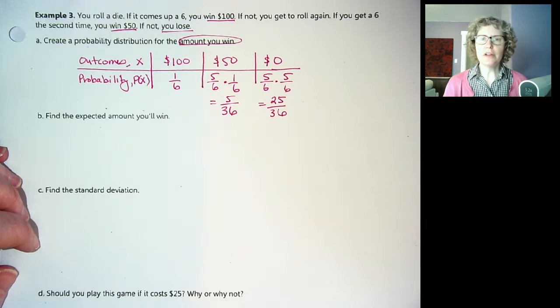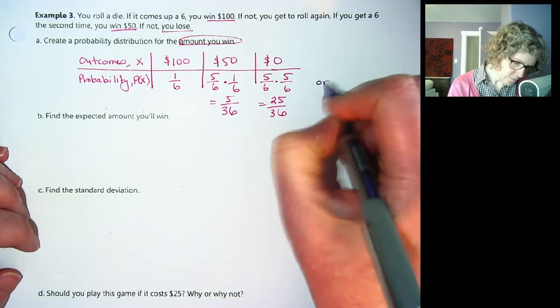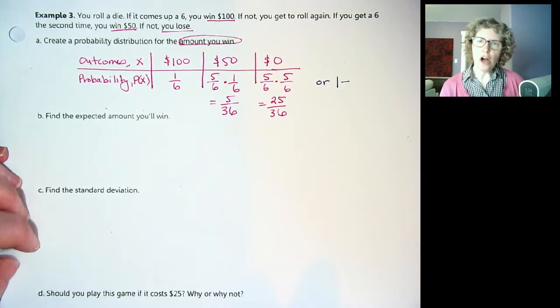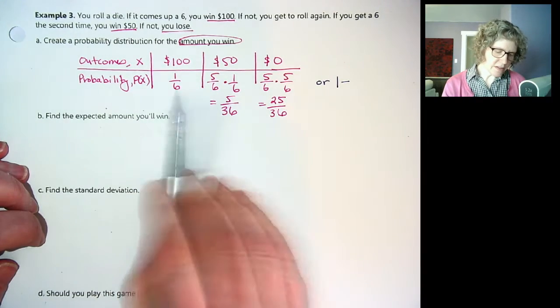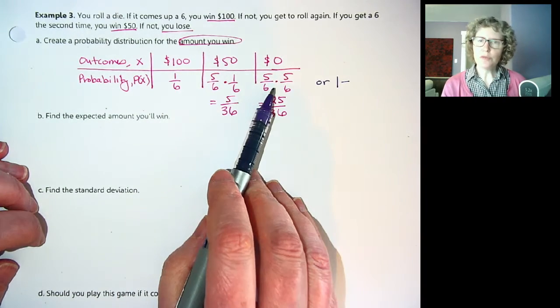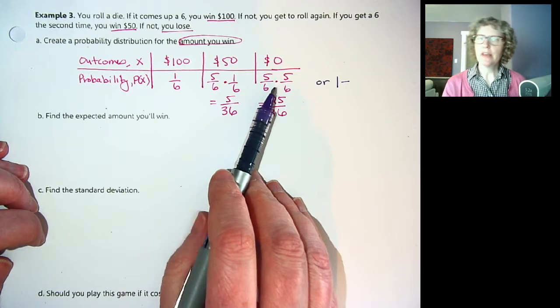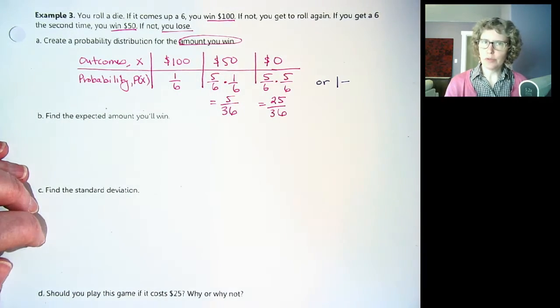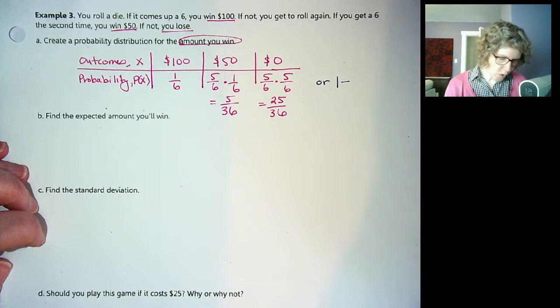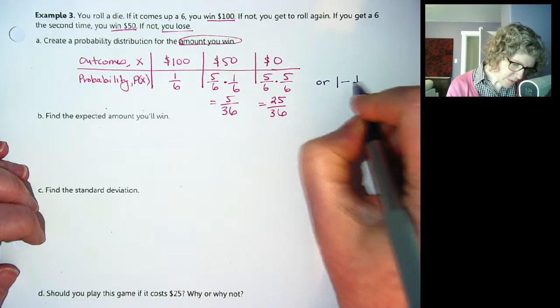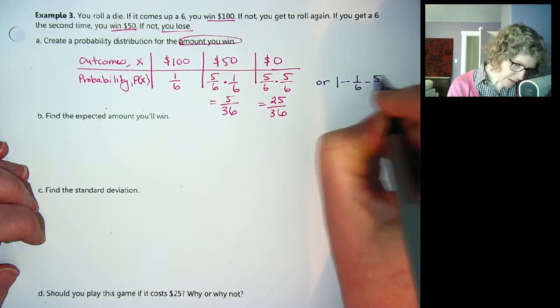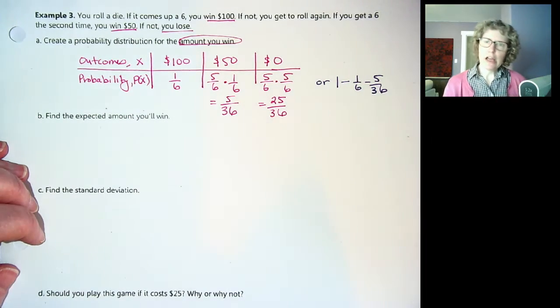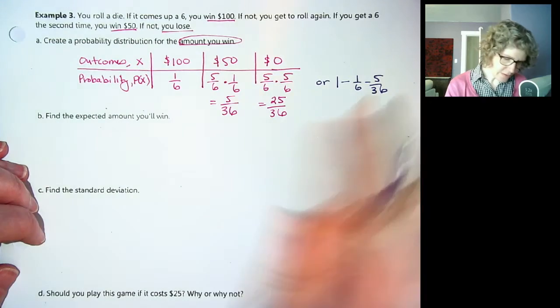Now, I'm curious if you thought of another way to do this. We could also use the complement. If we know all of these except 1, we can subtract from 1 to find the remaining one, because in order to be a probability distribution, we have to have 100% or 1 probability of 1. So if we did 1 minus 1/6 minus 5/36, we should also get that same answer.